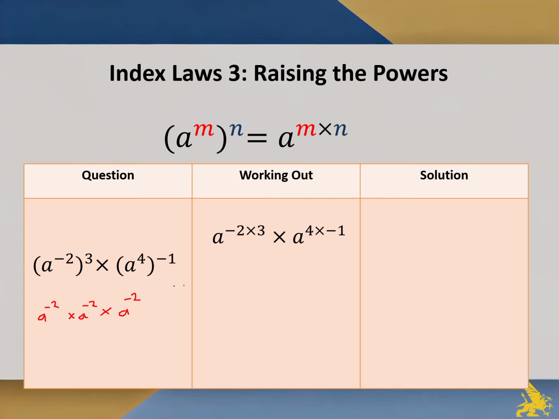I will then simplify this. So negative 2 times 3 is negative 6, and 4 times negative 1 is negative 4. Now, because we're timesing, our base is the same, which means I'm just adding them together. So I've got negative 6 plus negative 4, and that gives me a to the power of negative 10.